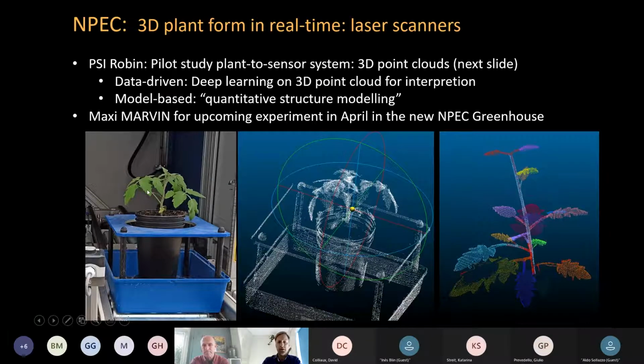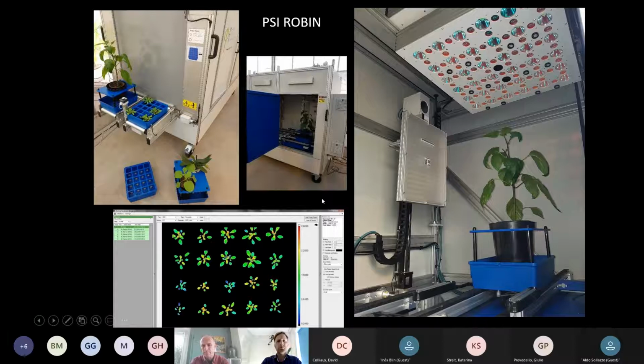So you have a plant, in this case, a tomato plant. You generate a 3D model. And for instance, you are going to measure things in this 3D point cloud. For instance, measuring the height, or measuring total volume, or trying to extract individual leaves from this model. And those are the parameters that are required for the digital twin. I'll show you this one first, but actually in NPEC Greenhouse, I'm going to talk about the MaxiMarvin, which is a second system, also able to generate 3D models.